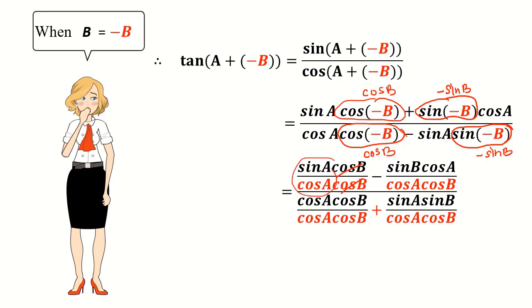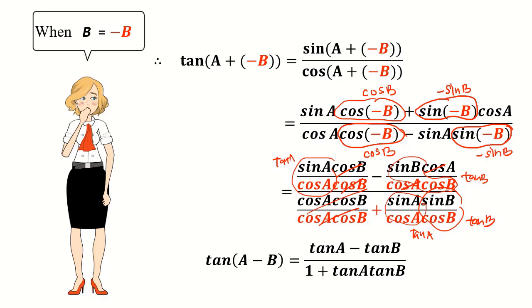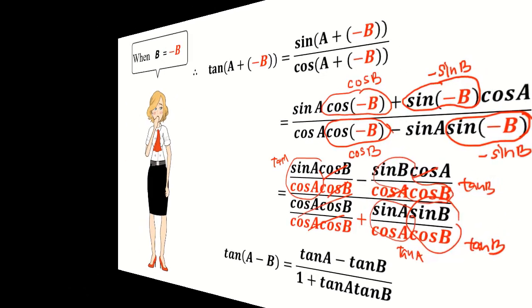So here you will get tangent A. So this one you will get tangent B. This one you simplify. Here tangent A, and here is tangent B. Therefore, we will have the tangent of A minus B equivalent to tangent A minus tangent B divided by 1 plus tangent A multiplied with tangent B.